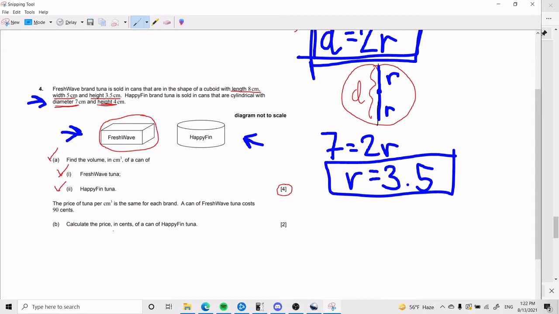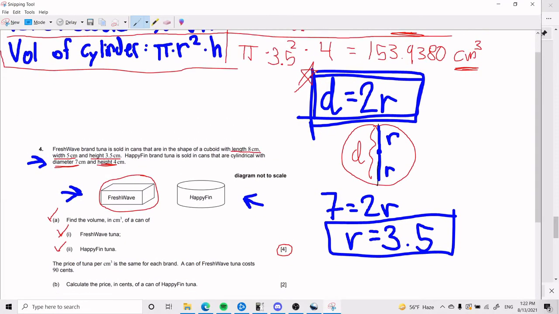Therefore, we're going to calculate the price in cents of the can of Happy Fin tuna. Essentially, there's a relationship between, how do we say this? 1 centimeter cubed is an X amount of money, right?